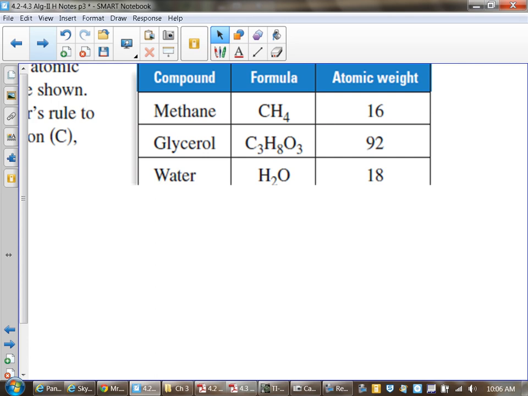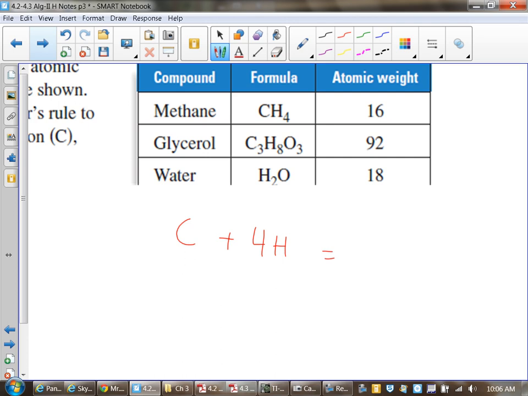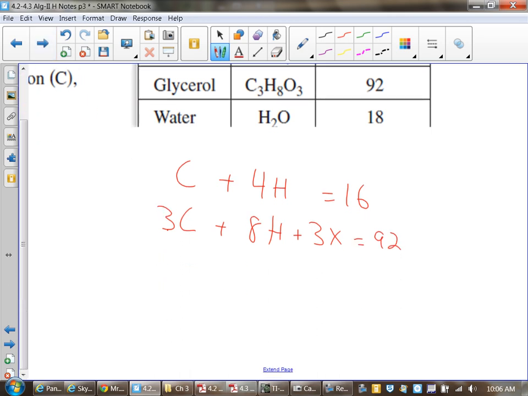So in terms of math, this first equation would be C plus 4H is 16. 3C plus 8H plus 3. Can I use X for oxygen? Is that okay? Or do you want me to just use O? I'll use X. And that's 92. And what you're doing here is you're going to solve for what the atomic weight for each one of these atoms is. 2H.